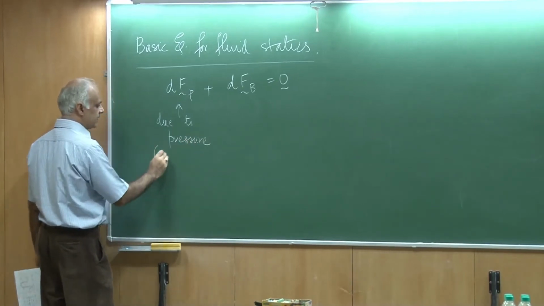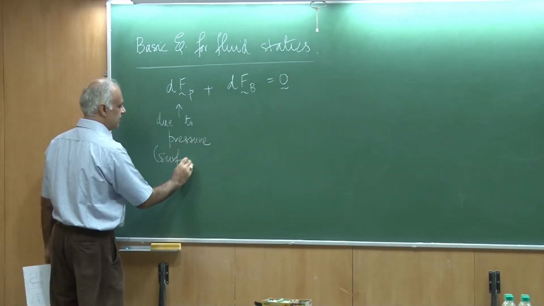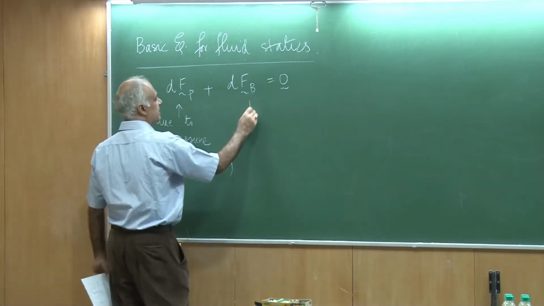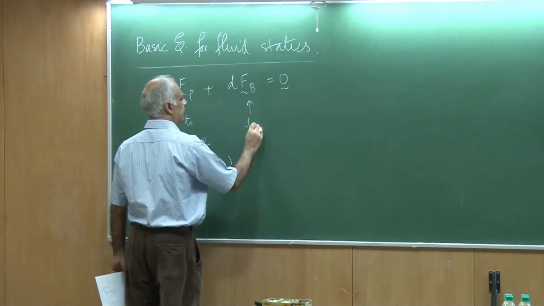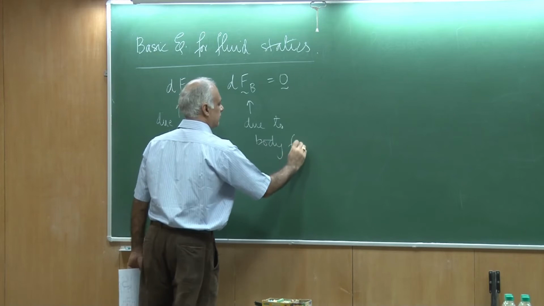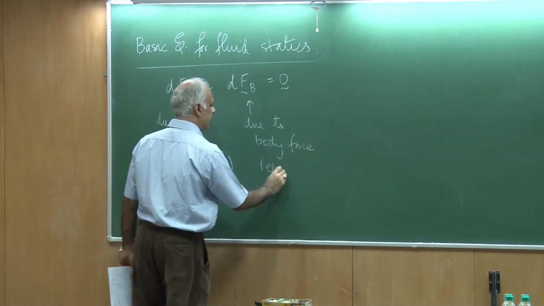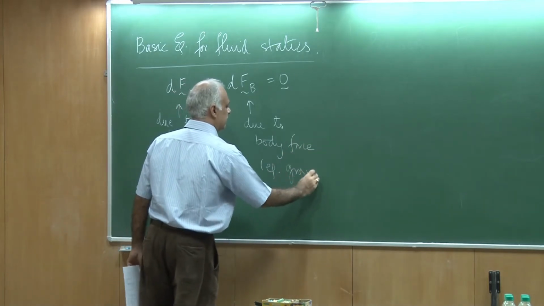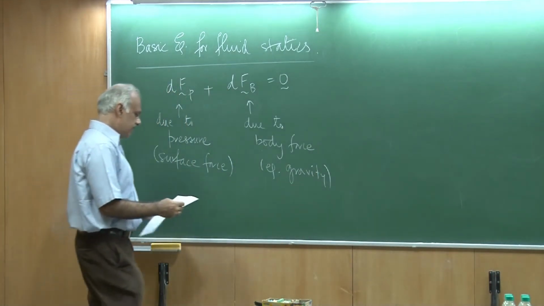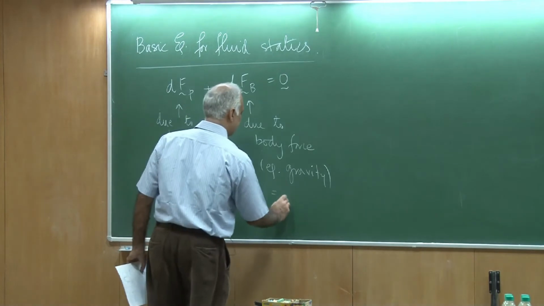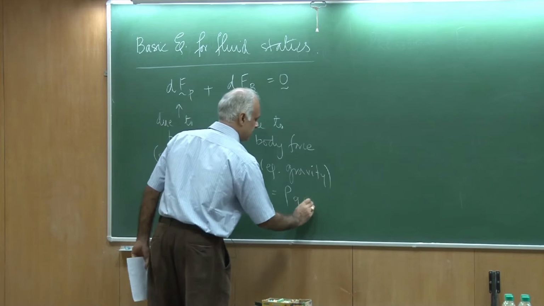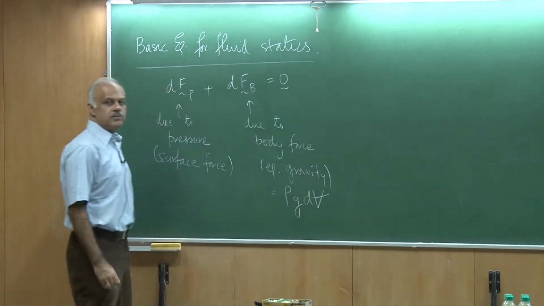So this is due to pressure, which in fact is a surface force, and this is due to body force, for example gravity. And we already know what this is. This would be actually rho times g times the volume of a certain element.